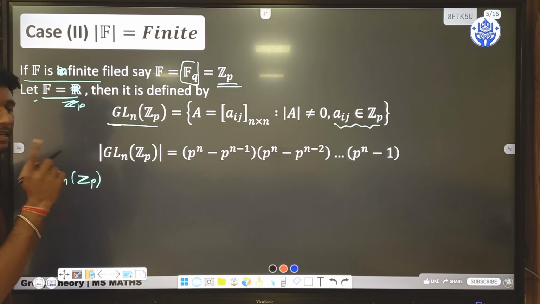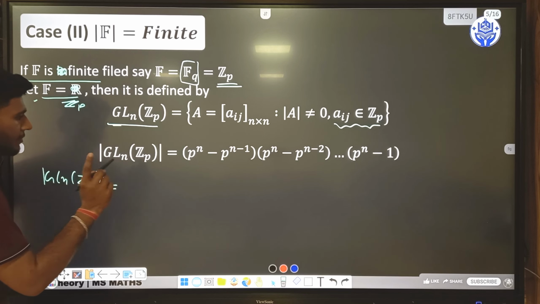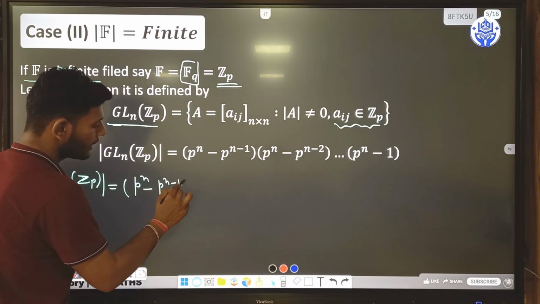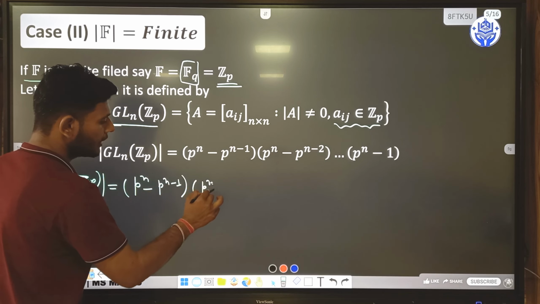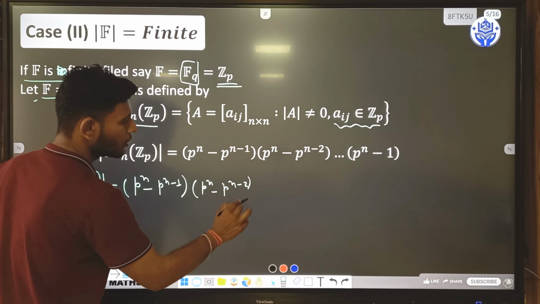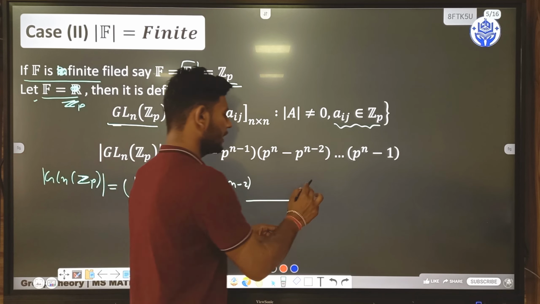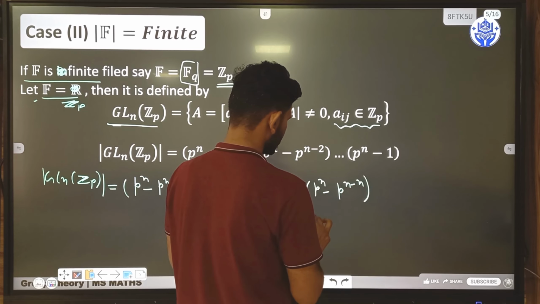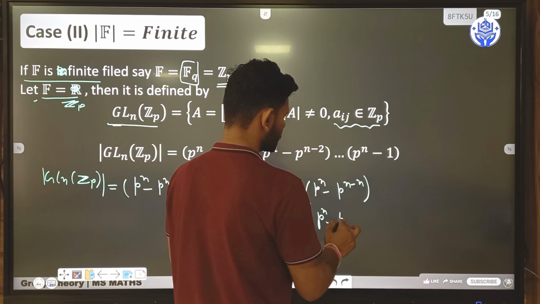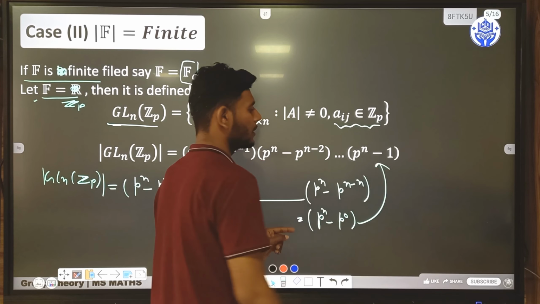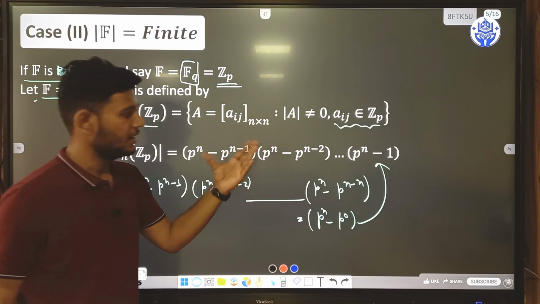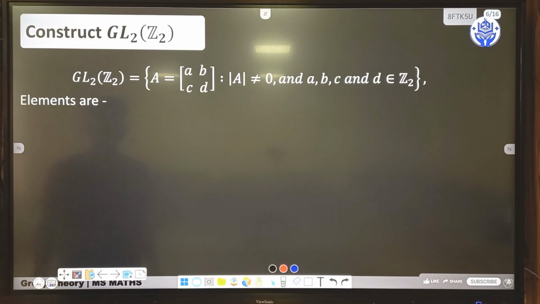So what is the cardinality of this set? It is simply p^n minus 1 into p^n minus p, into p^n minus p^2, up to p^n minus p^(n-1), that is nothing but... it means p^n minus 1. This is the cardinality of this set, and we will take an example and see it here.